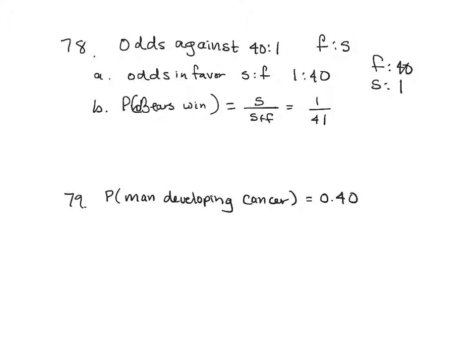79. According to the American Cancer Society, the probability of a man developing cancer in their lifetime is 40 hundredths. Okay, so we need to think of, again, what this means. I just said 40 hundredths, which is the proper way of saying that. And that can be reduced to 4 tenths and even further to 2/5.